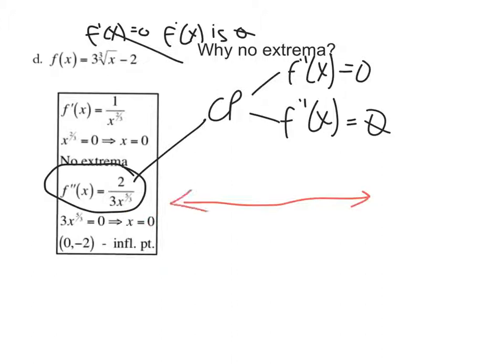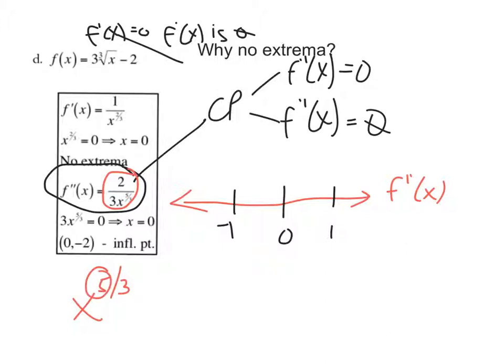So we make a sign chart at x equals 0, and we test to the left and to the right. We are testing into the second derivative because it is a sign chart off of the second derivative. So if we plug in -1 into here, and you take a look, it's an x to the 5/3. That means that you're taking it to the power of 5 and then taking the third root.